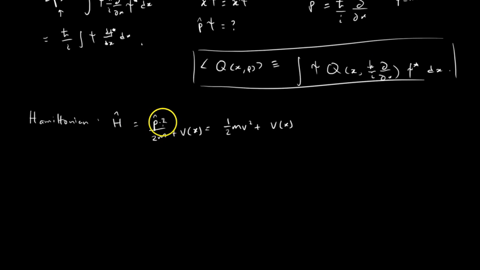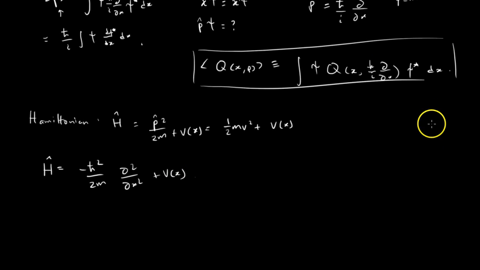Now in quantum mechanics we can expand this out because p is equal to h bar over i partial with respect to x. We can expand it out, square that thing. We get H is equal to, after we do the calculations, negative h bar squared over 2m partial squared over partial x squared plus V of x. Aha! Remember the time-independent Schrodinger equation?